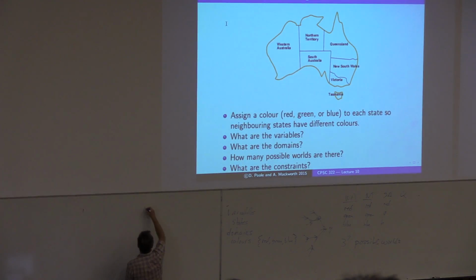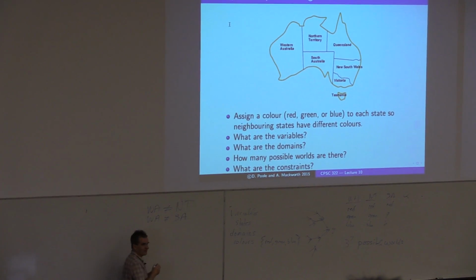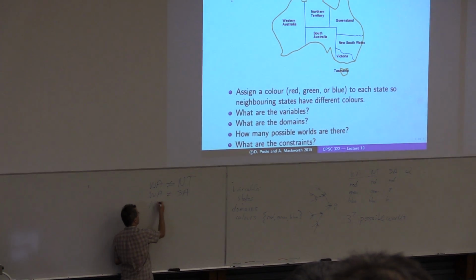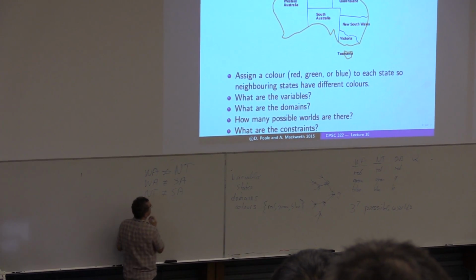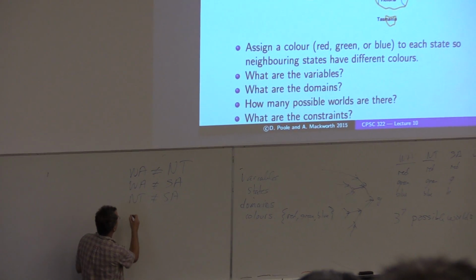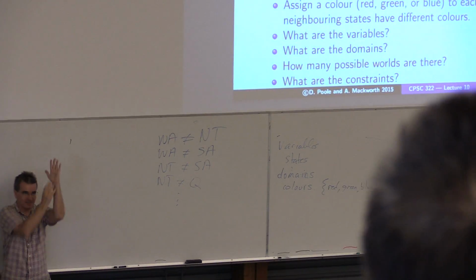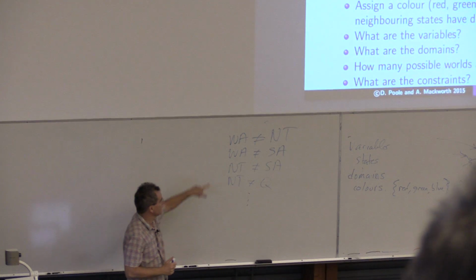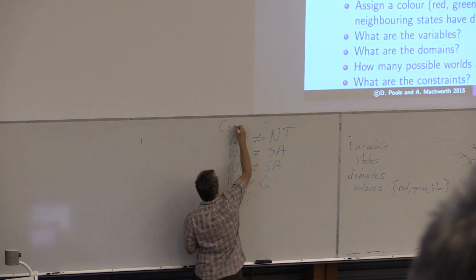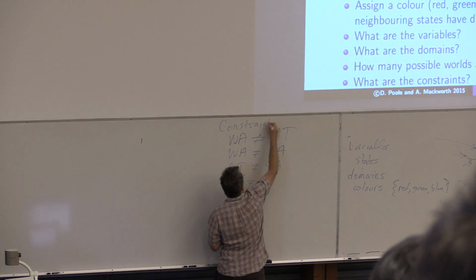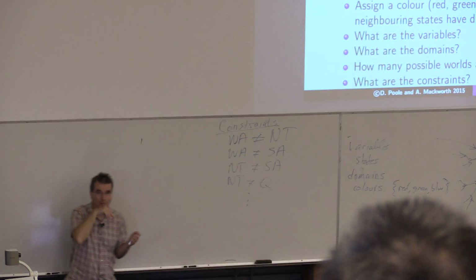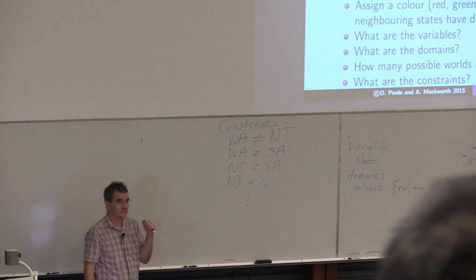Right, so we can think of WA as a variable, and that's not equal to the NT. And Western Australia is not equal to South Australia, and Northern Territory is not equal to SA, and Northern Territory is not equal to Q. So for every one of the borders, there's an inequality constraint. So these are the constraints. Does that make sense? Any questions about that?